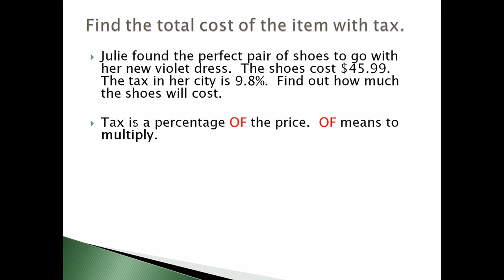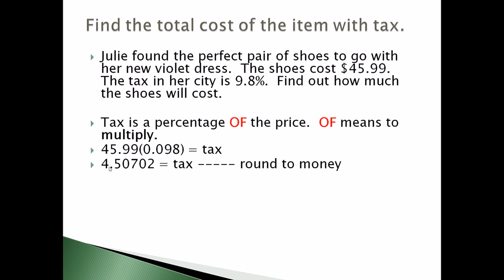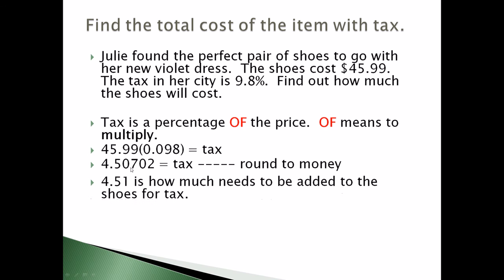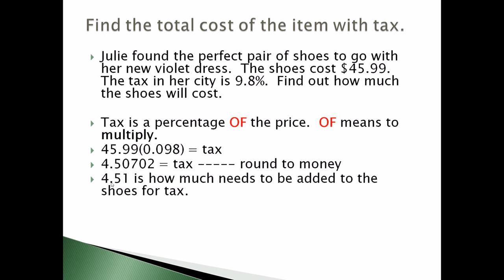Here we go. Tax is a percentage of the price, and of means to multiply. So to find tax, I take the price times the percent. Notice I had to move the decimal twice, so I went from 9.8 to 1, 2, so 0.098. So you're going to use your calculator, and you're going to get some long answer. But tax is money, so we need to round to money. So $4 and how many cents? So we need to cut off right here at the 0. But will the 0 stay a 0 or will it go up? So the 7 tells the 0 to go up because 7 is 5 or greater. So that's how much the tax is.